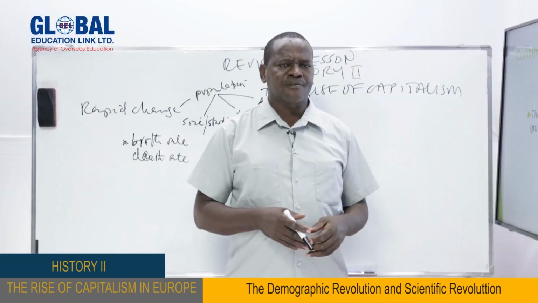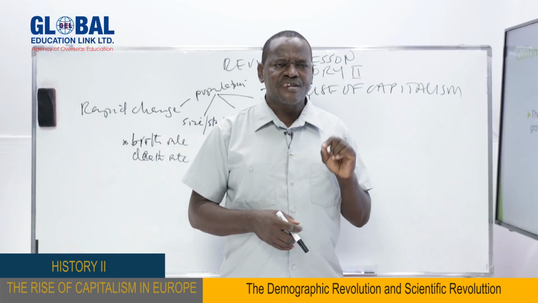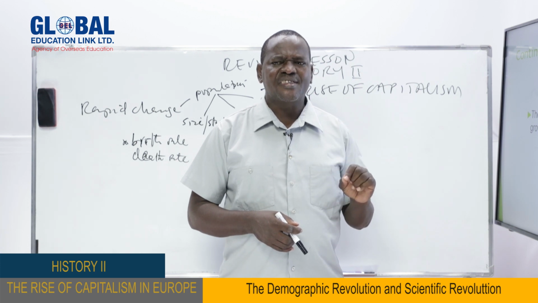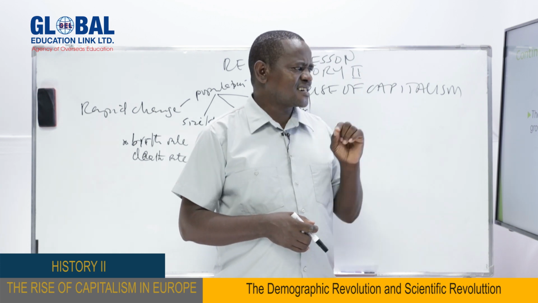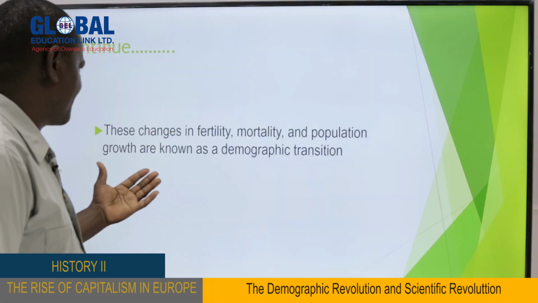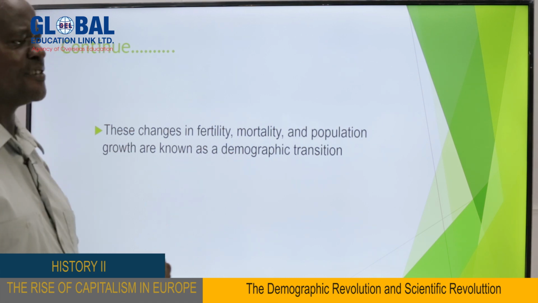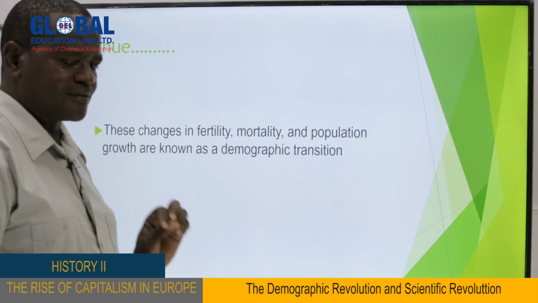Demographic transition. The change in population, as we said, is characterized by the decrease in birth rate and the increase in birth rate, the decrease in mortality rate and the increase in fertility. What we get thereafter is the increase in population, and this, as I said, is described as demographic transition.